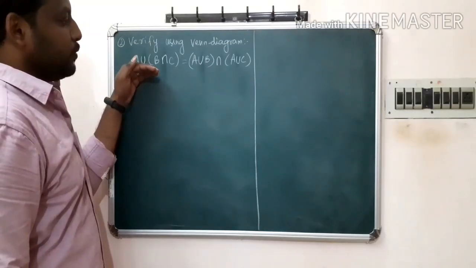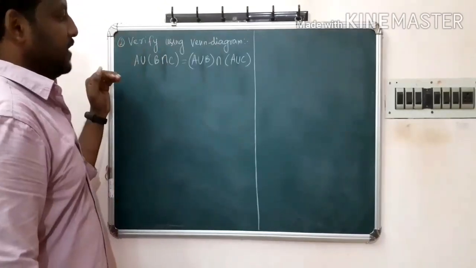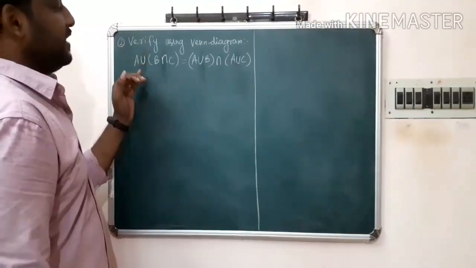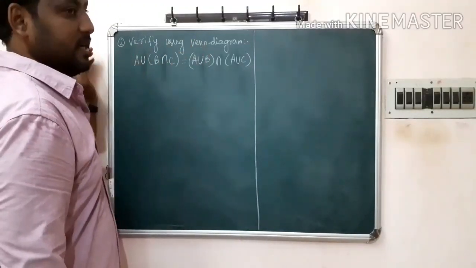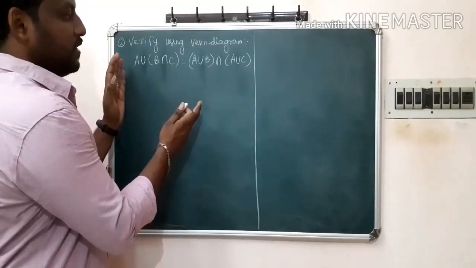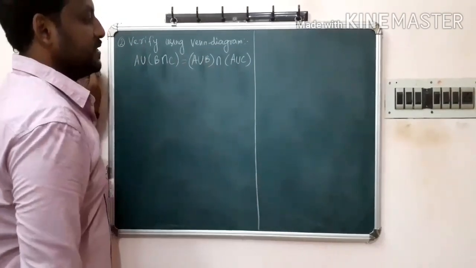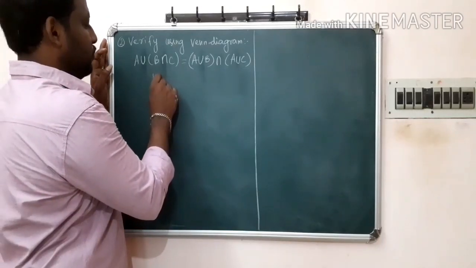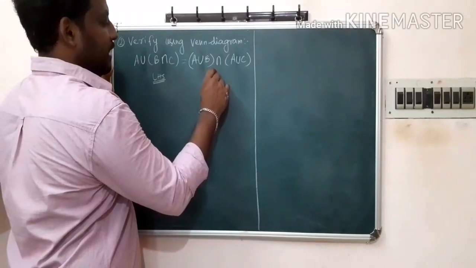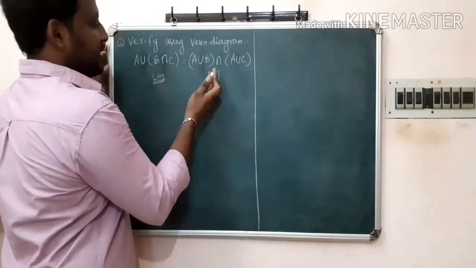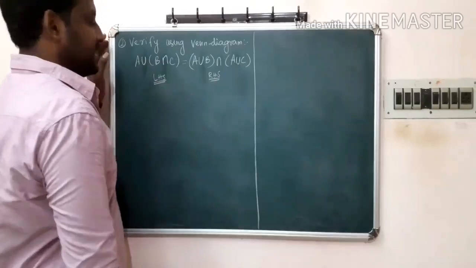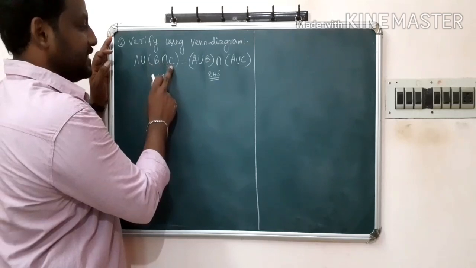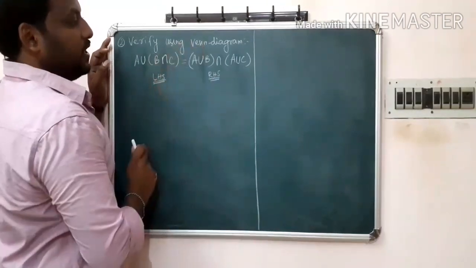Clear? Now the second question: verify this distributive property using a Venn diagram. Without any sets given, just the condition, we have to verify this distributive property using the Venn diagram. How to draw the Venn diagram and how to prove this property is what we are going to see in this second question. First we look at the left hand side, then we draw the right hand side, and then we verify whether the given condition is satisfied or not. So first, A union B intersection C. We have to draw a Venn diagram.